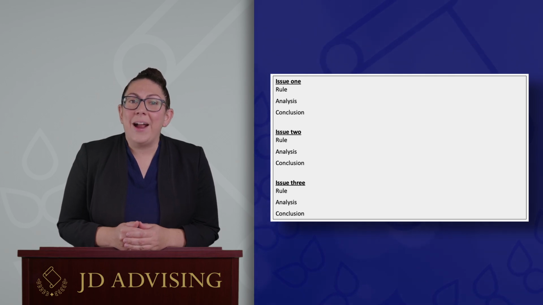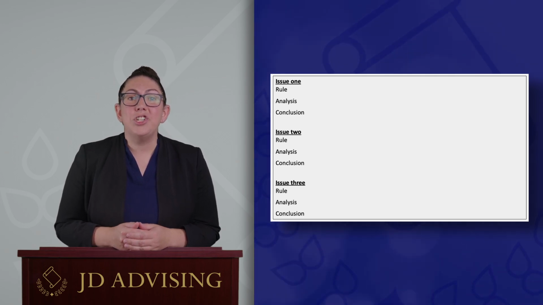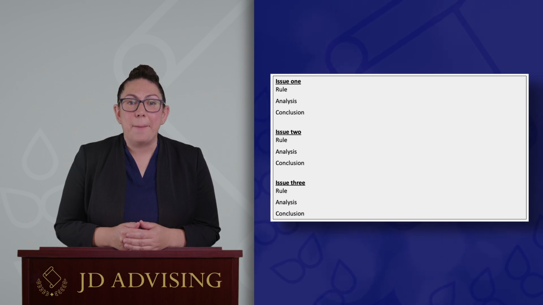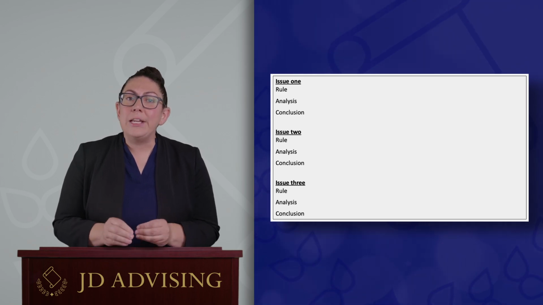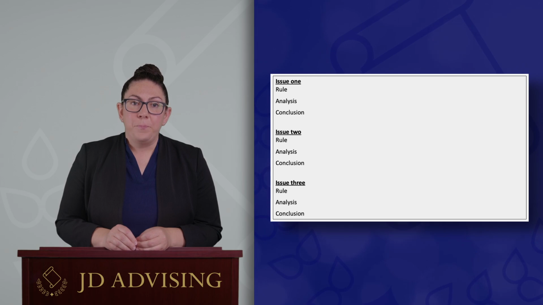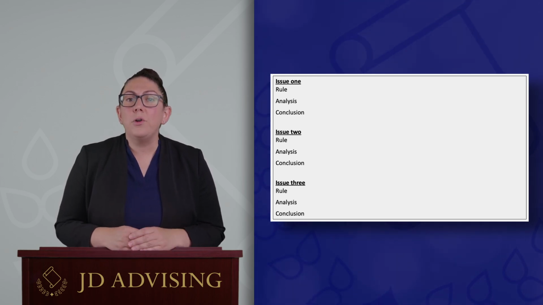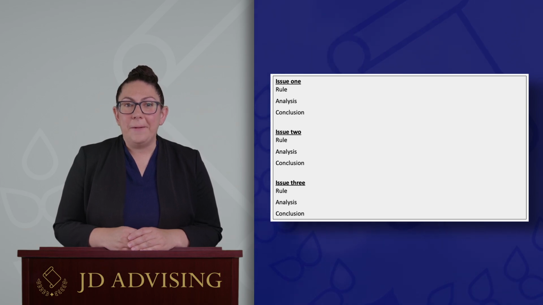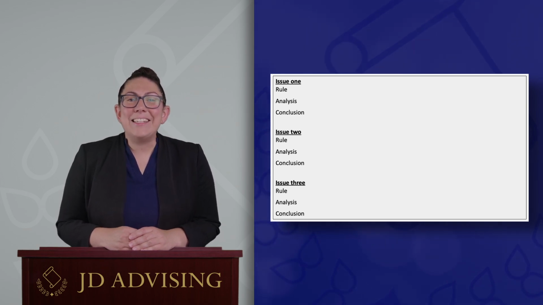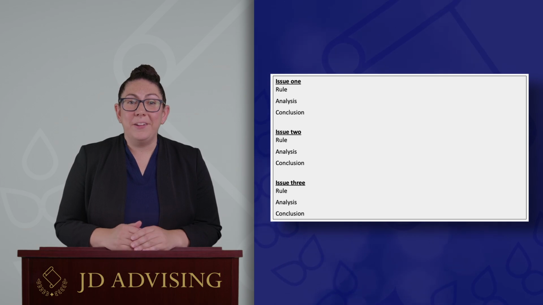In your rule paragraph, make sure you start by stating the general rule before stating any exceptions. However, you don't need to provide extraneous detail. For example, don't state every exception to a rule if only one exception is applicable. The analysis is the most important part of your answer.